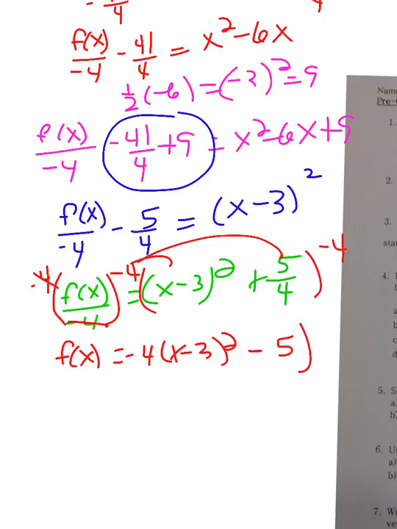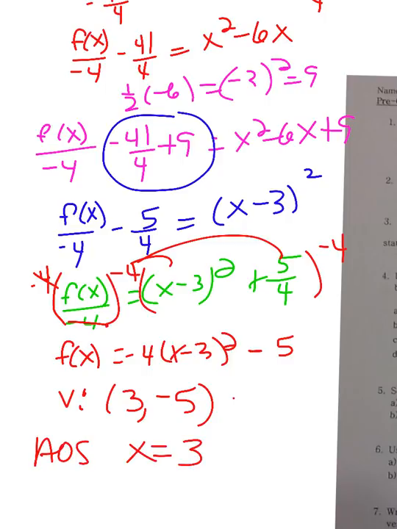All right, so then my vertex is (3, negative 5). Oh, I have an extra parenthesis. I don't need that. So my vertex is (3, negative 5), and my axis of symmetry is x equals 3. All right, so let's try the next one.